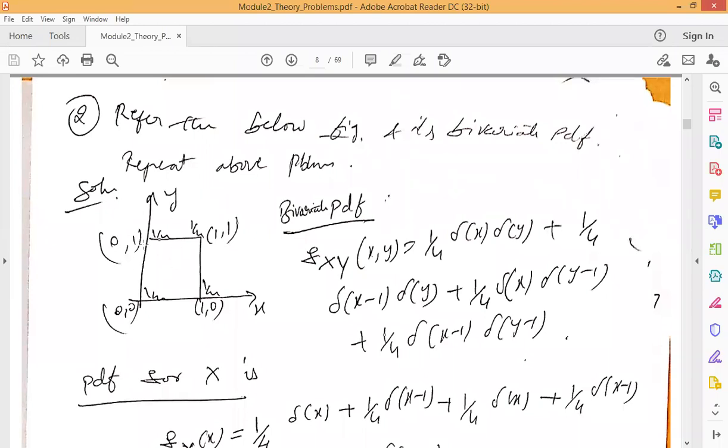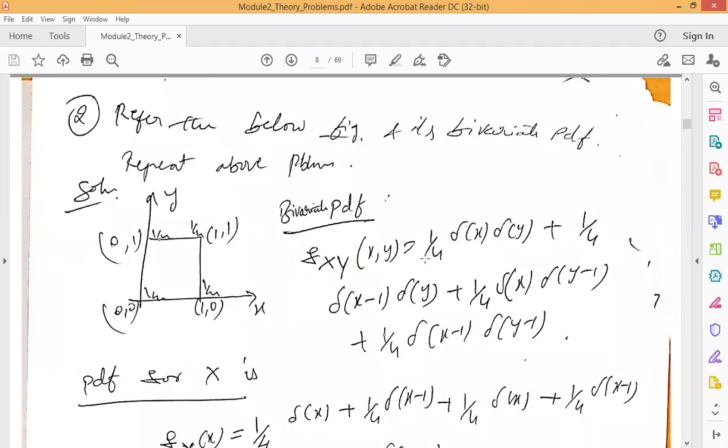So here from this given figure, first we can write the bivariate PDF equation, as we have done previously. Here f_XY of x comma y is equal to, so whenever we say PDF, it has to be expressed in terms of the unit delta function. So using the coordinate values of x and y, you just go on writing the equation.